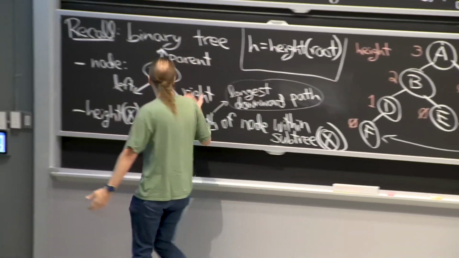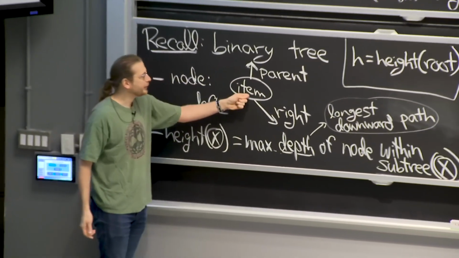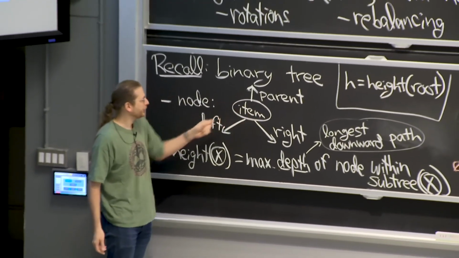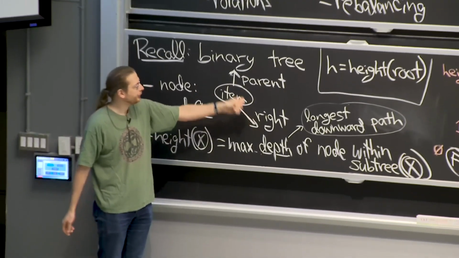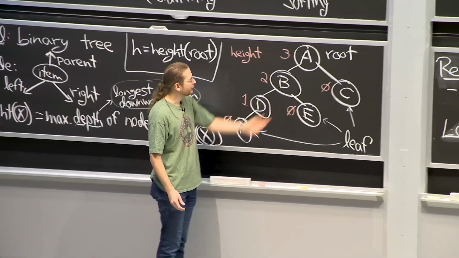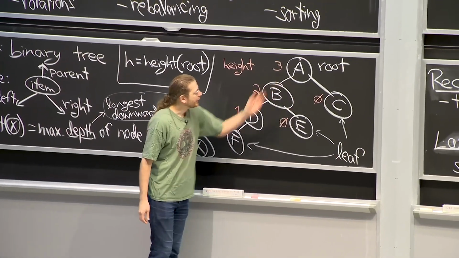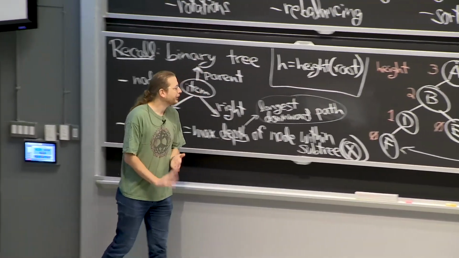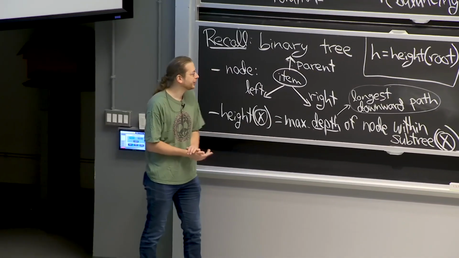Each node stored an item, and also a left pointer and a right pointer to other nodes, and a parent pointer to another node. This was an example of a tree. B and C are A's children. A is the parent of B and C, and also the root of the entire tree.